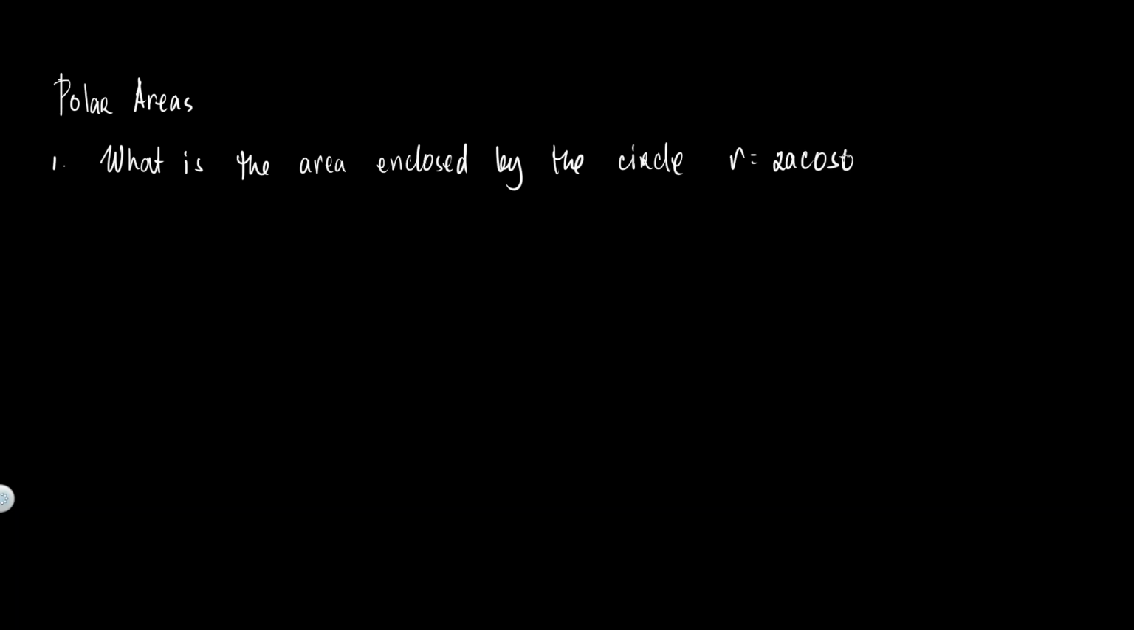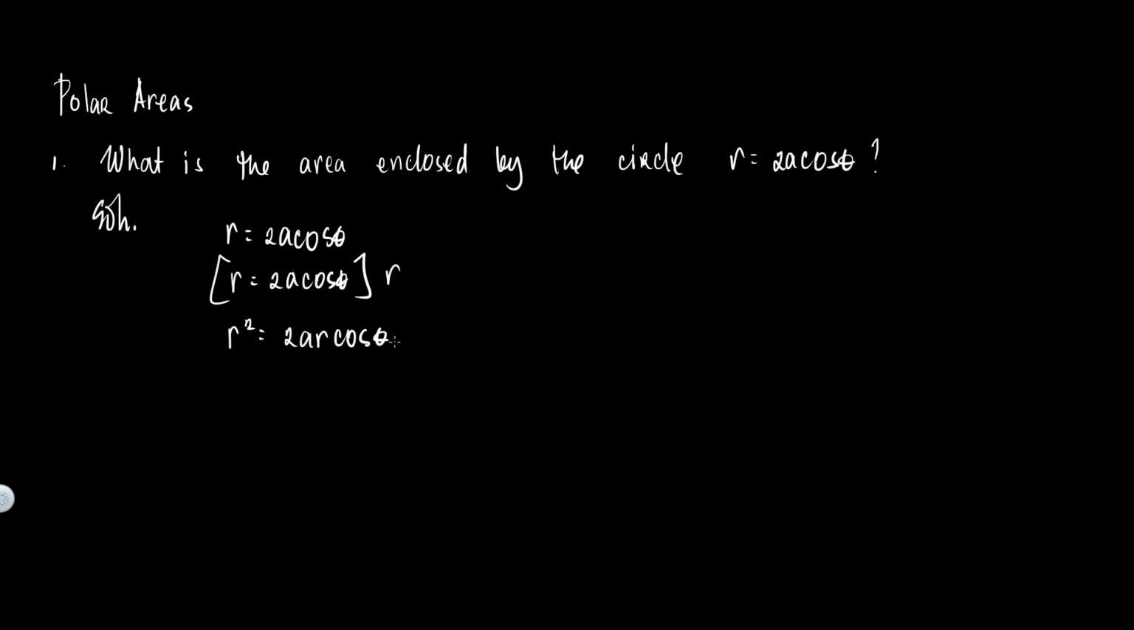Okay, so number one, what is the area enclosed by the circle r equals 2a cosine of theta? Okay, madali lang to, itong problem na to. So, solution. r equals 2a cosine theta. If I'm going to multiply both sides by r, ano mangyayari dito, no? So we have r squared equals 2ar cosine of theta.